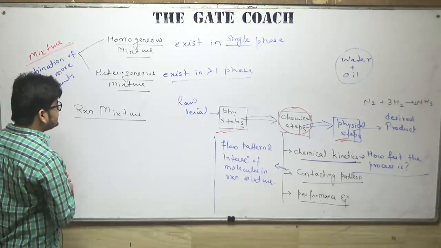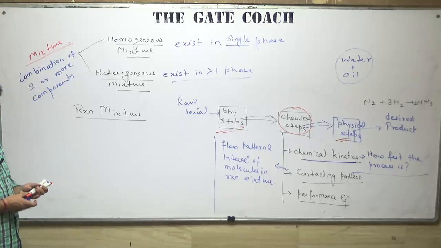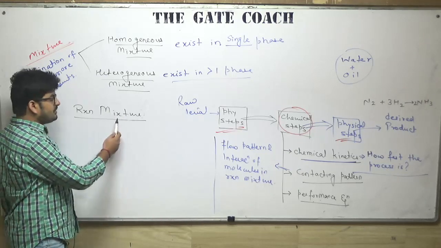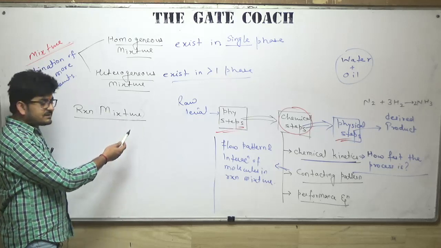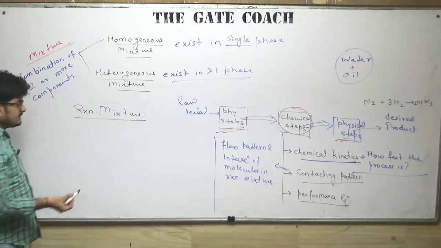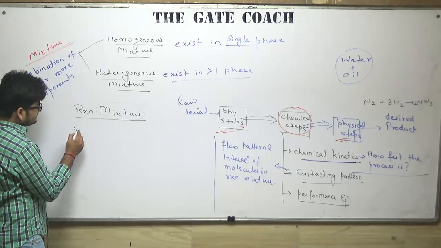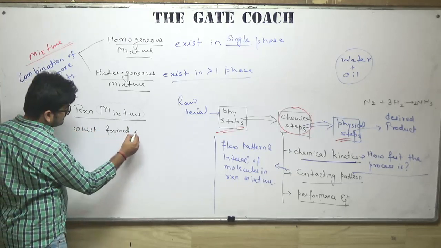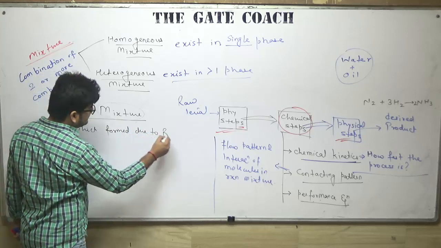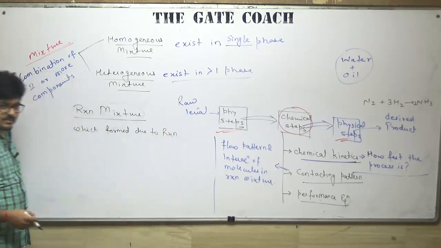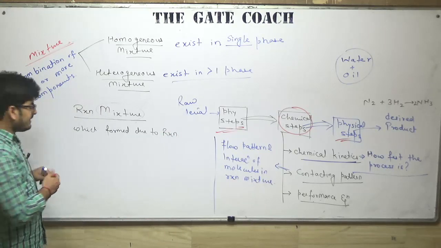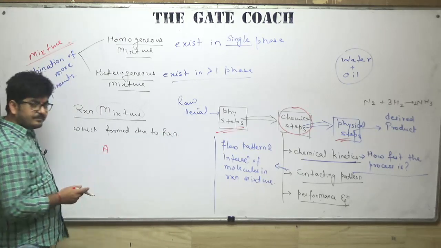So what is reaction mixture? Reaction mixture means a combination of more than one component, which is formed due to a chemical reaction. For example, in a feed I have only one component, that is A.